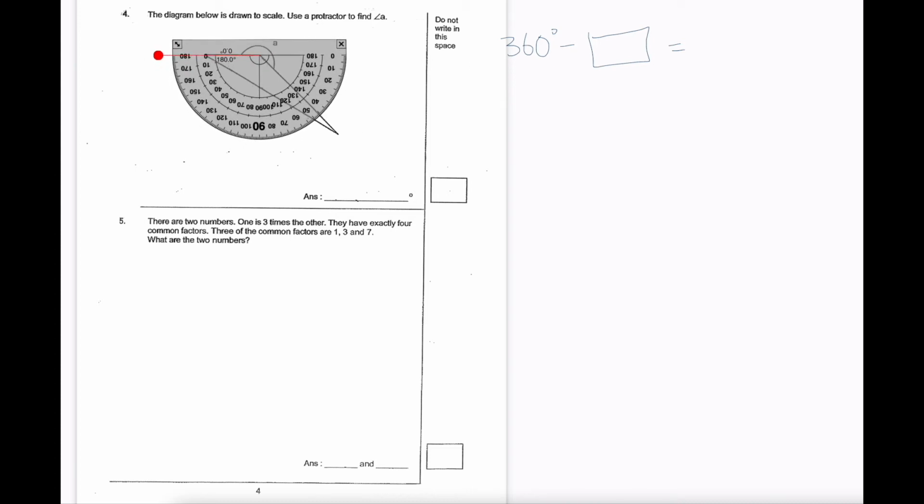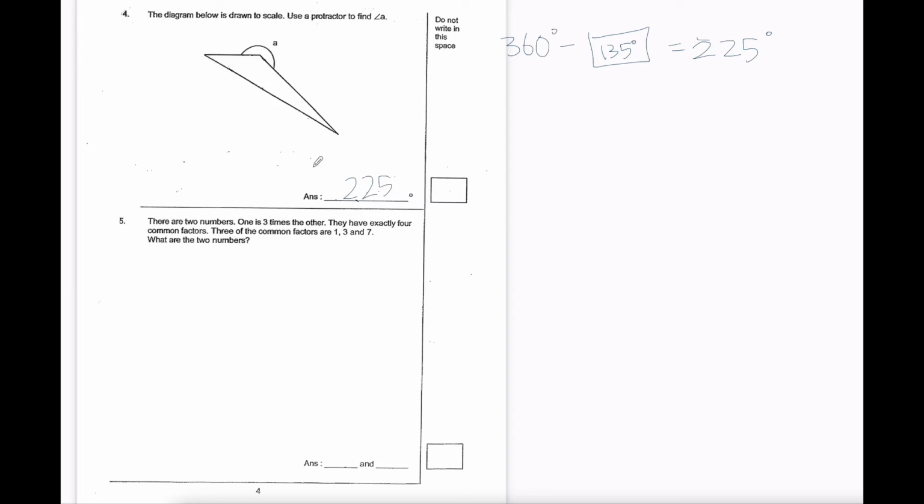Okay, the angle is about 135 degrees. So we are starting from here. So we have to use the inner scale. And then realize that it's in between 130 and 140, which is directly in between. So the angle is 135. Okay? And then your answer will be 225 degrees. Okay? And that's it. Okay, question 5.